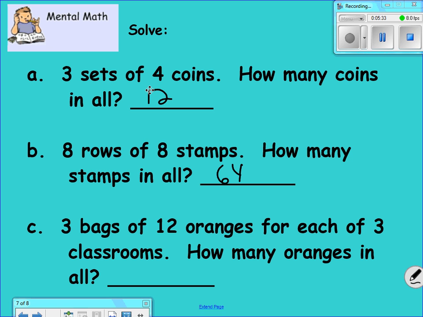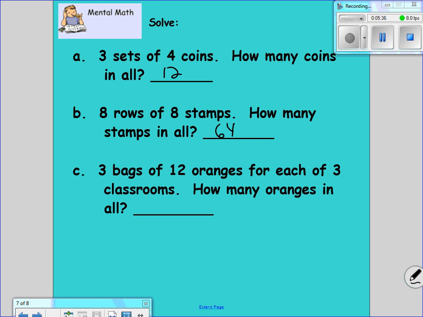This next problem on here is a good one. I have 3 bags of 12 oranges. Okay? For each of 3 classes, how many oranges are in all? Well, 3 times 12 is 36, right? But I have 3 classes of 36. So I'm going to do 36 times 3. Gives me an 8, 10, 108.